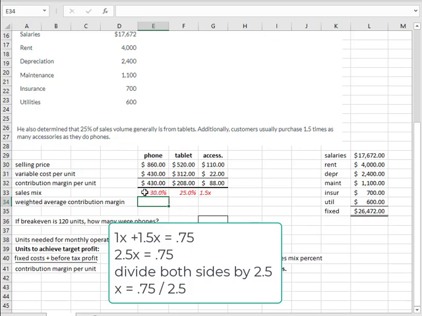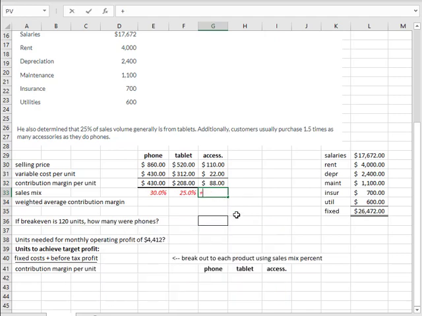So that means that phones are 30%. So then this is 1.5 of 30%. And then of course, you better be at 100% when you add them all up, or you've got some sort of math thing going on. So then they want to know, of the 120 units break even, how many of those are phones? Okay, so then we would just multiply times the sales mix percent.